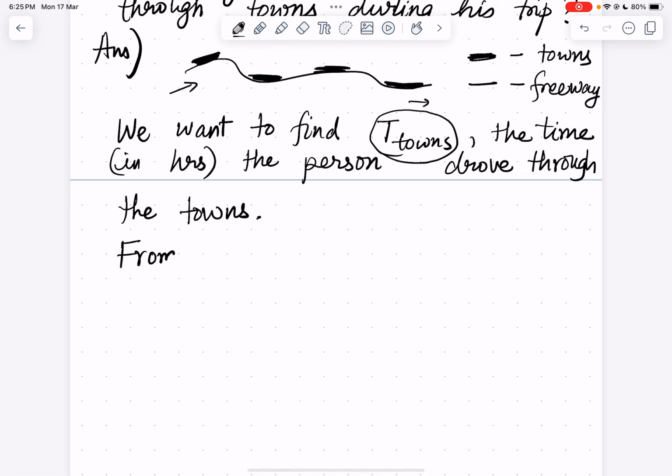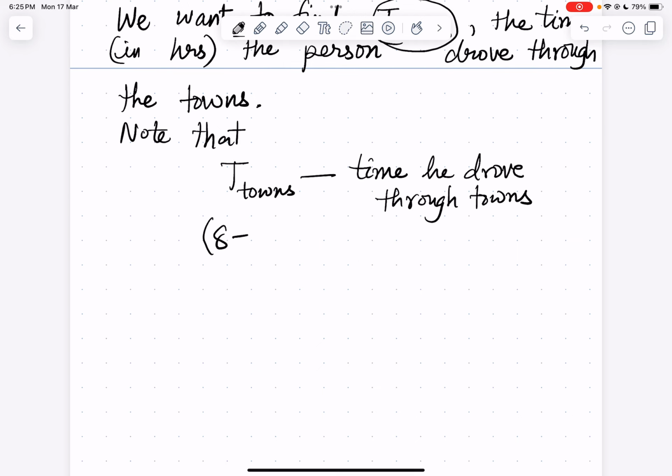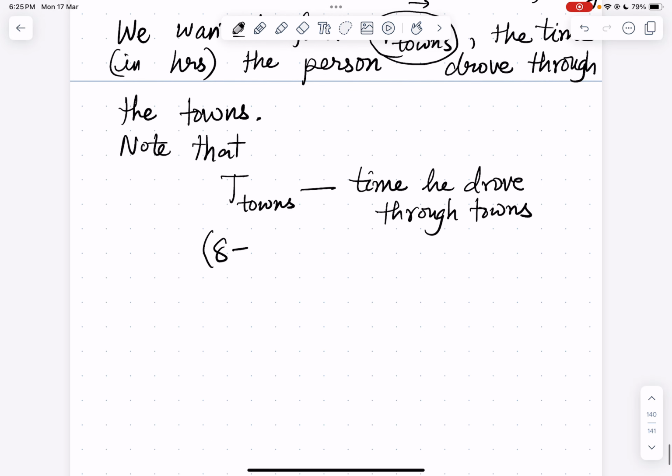From the average speeds, so first note that t towns is the time he drove through towns, and 8 minus t towns, the total duration is 8 hours, right? So 8 minus t towns is the time he drove through the freeway.